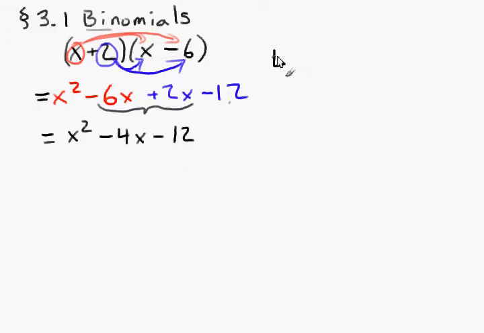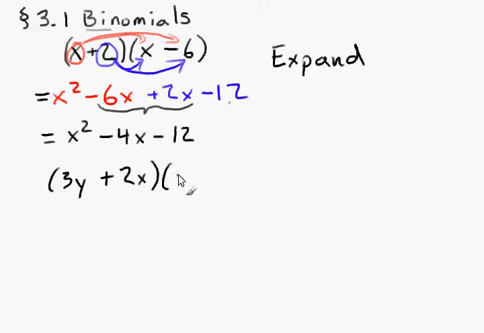And this is called expanding. We just expanded this binomial. Here is another example of expansion. Let's take the expression 3y plus 2x, multiply it by 4x minus 2y.